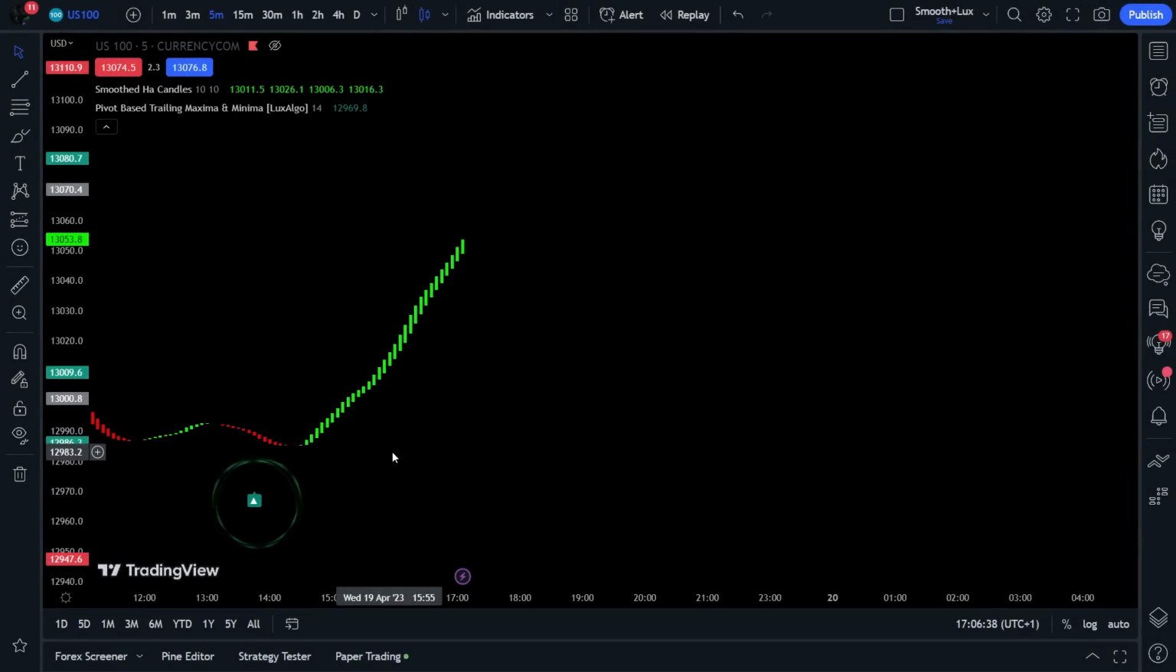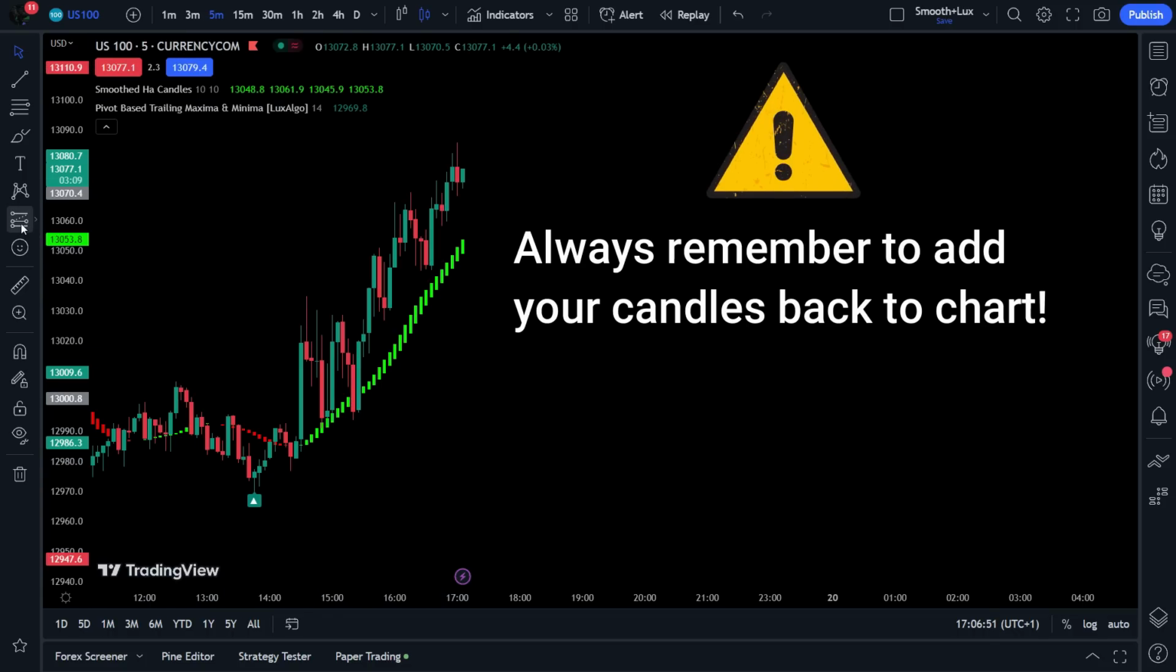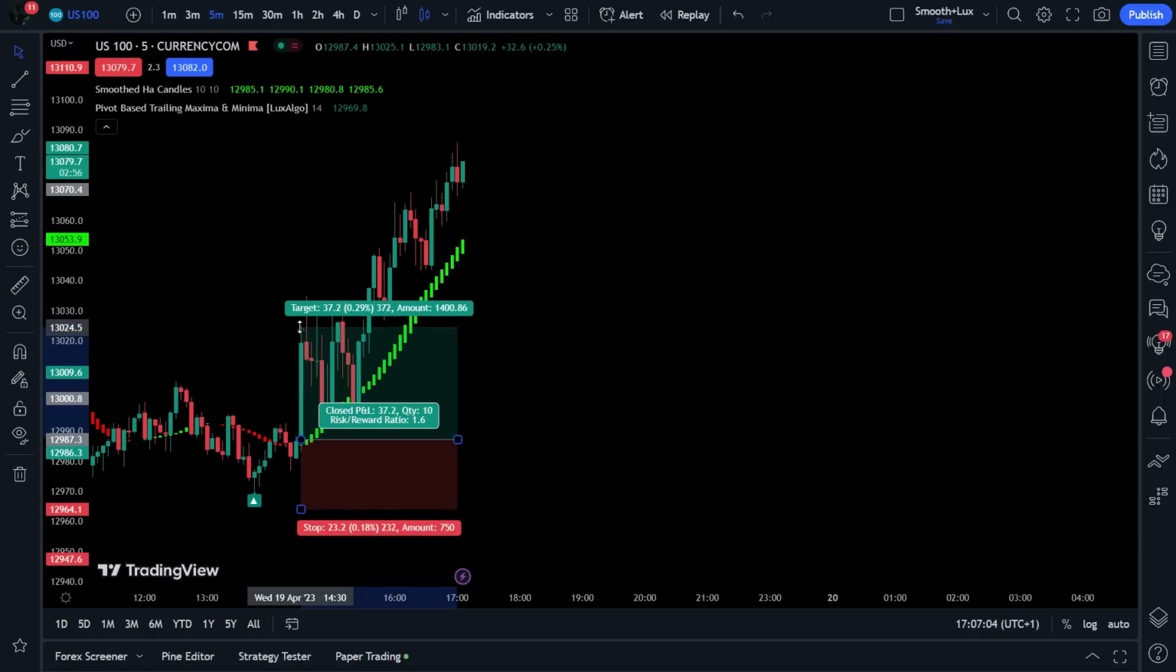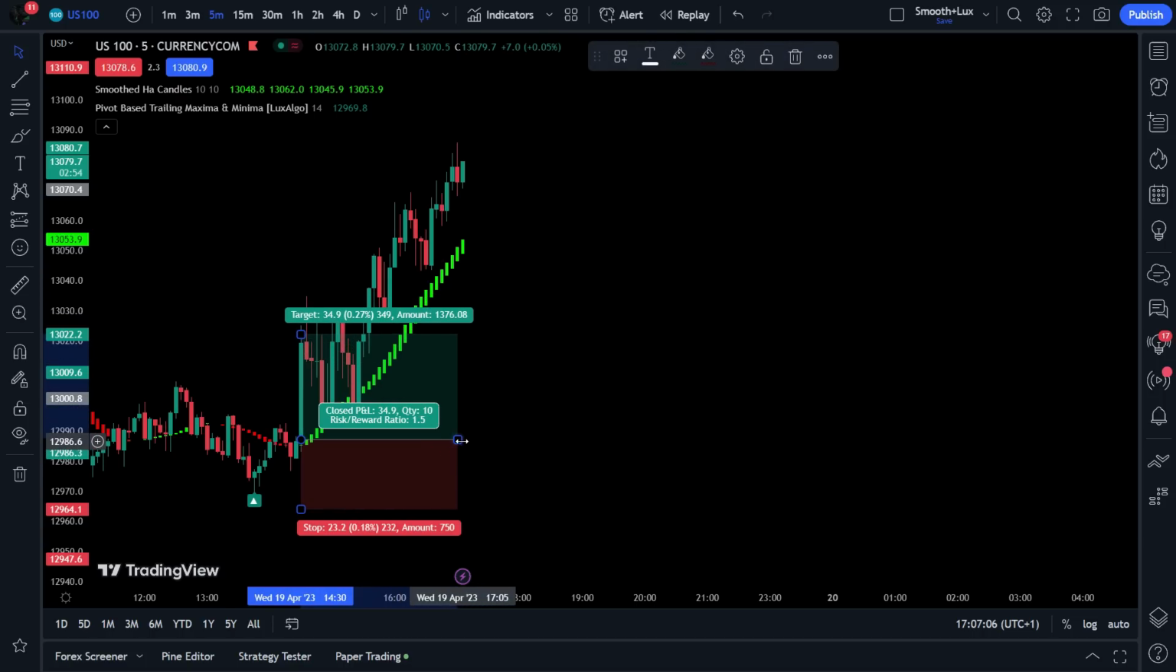First, the pivot-based trailing indicator must have printed a blue signal like so. Secondly, the Smoothed Heikin Ashi candles must be green and uptrending. If no red signals have been printed before the Smoothed Heikin Ashi candles turn green, then we are okay to take a long position. We enter as soon as the Heikin Ashi candles have turned green, and we set our stop loss at the pivot point that was previously given, like so. For this strategy, we are targeting a risk-to-reward ratio of 1 to 1.5.